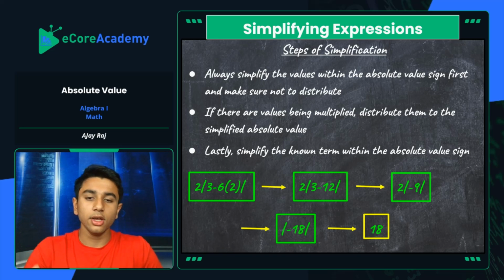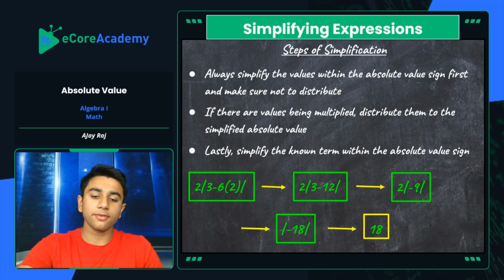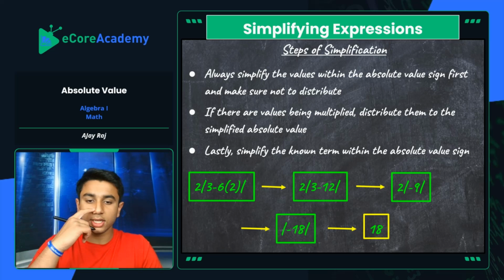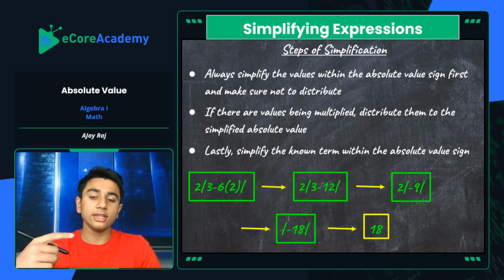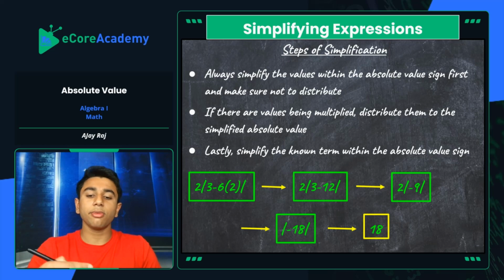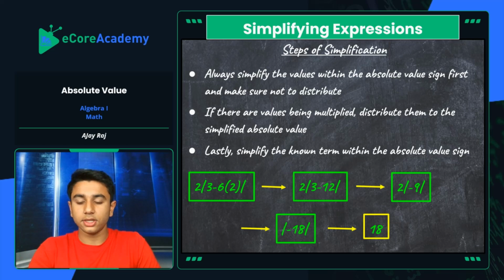So just to recap, we always simplified every single value using PEMDAS within the absolute value sign first. Once that was simplified to -9, we multiplied it using the second step to get -18. And lastly, with our third step, we simplified within the absolute value sign to make it positive 18, -18 to positive 18. That's just getting rid of our absolute value signs. That's all it means to simplify.